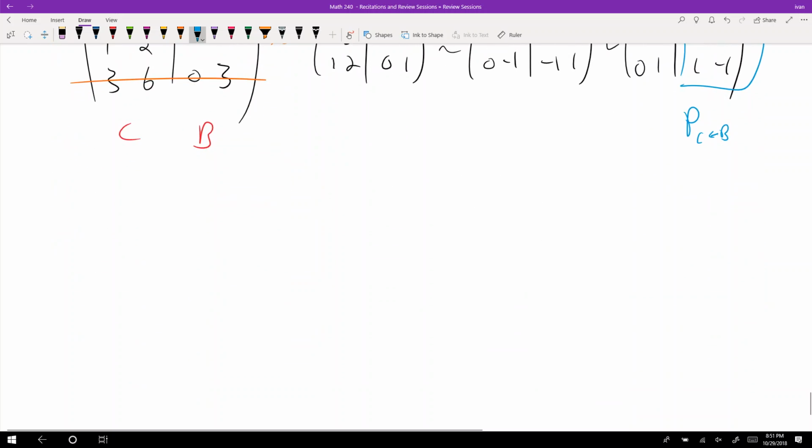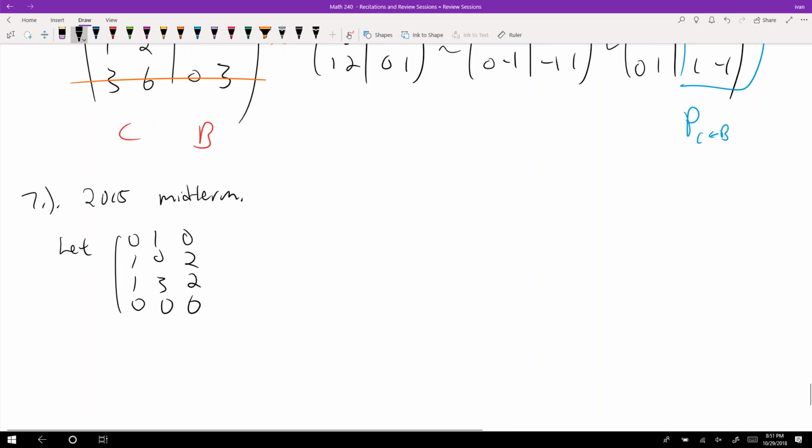So finally, let's do 7. So for 2015 midterm. This is the last one. Let A be the matrix 0, 1, 1, 0, 1, 0, 3, 0, 0, 2, 2, 0, 1, 0, 3, 0, 0, 1, 1, 1, 2t, t squared, negative 5, 2. That's your matrix. I'll give you guys some time to copy that down. Okay, so that's your matrix.